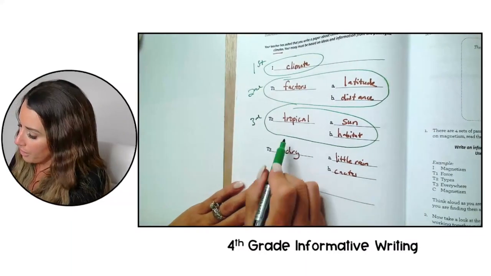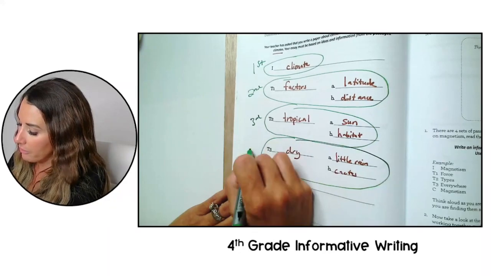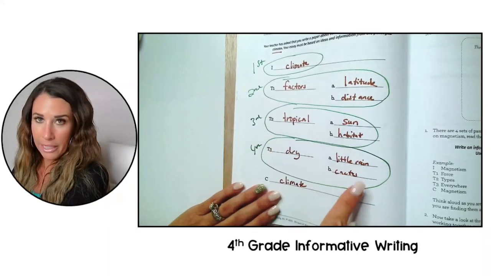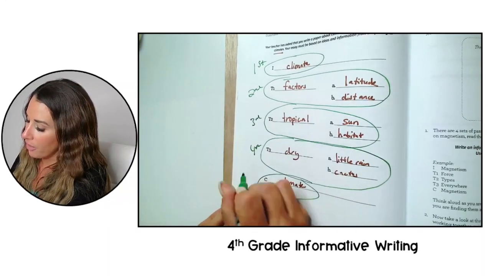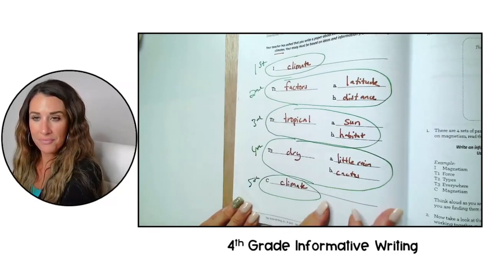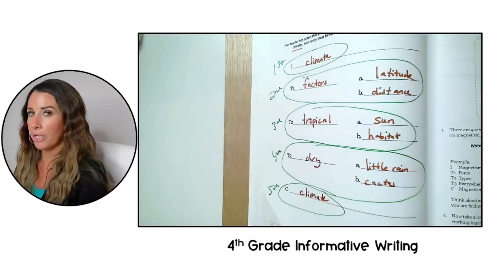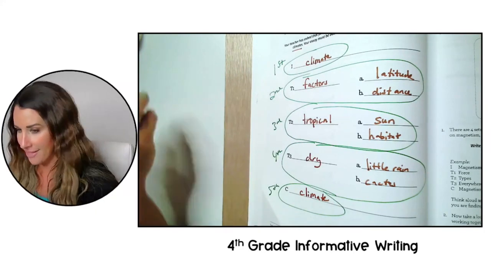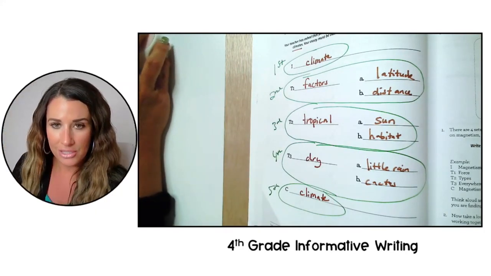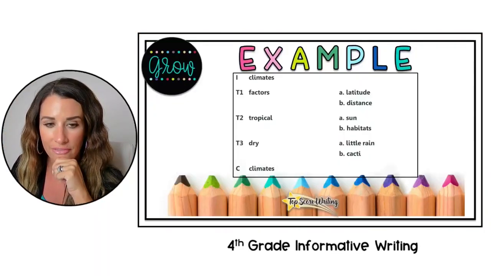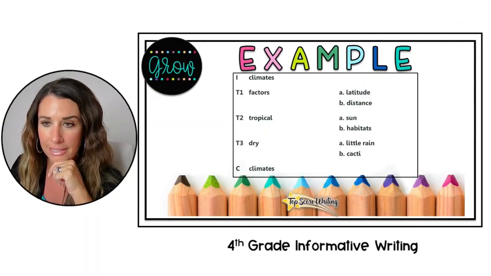My fourth paragraph is going to be all about the dry zone, how there's little rain and the cactus plants. And then my fifth paragraph is going to be my conclusion about climates. Okay, so this is my roadmap and how I'm going to plan out my entire essay. All right, let's go back to the PowerPoint here and finish our lesson for today.